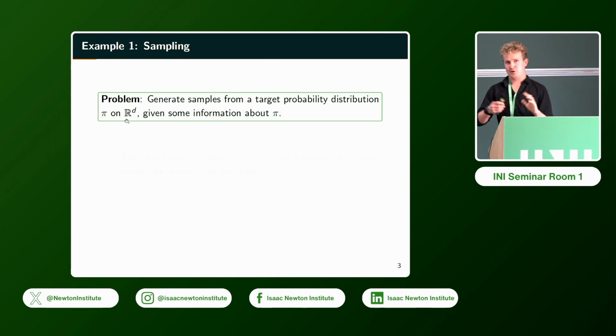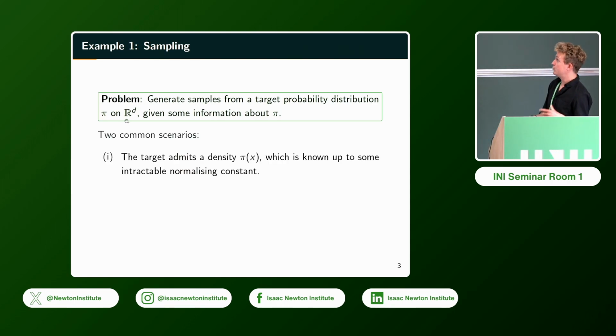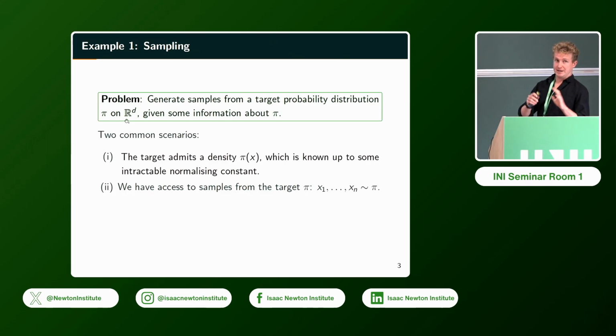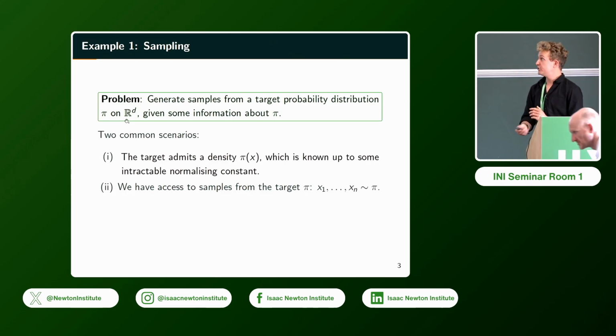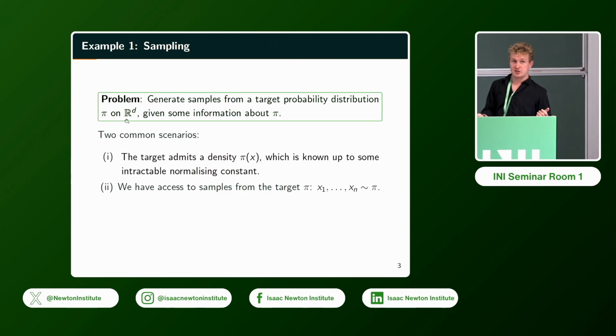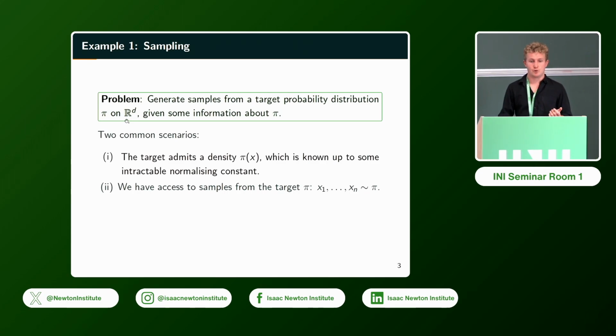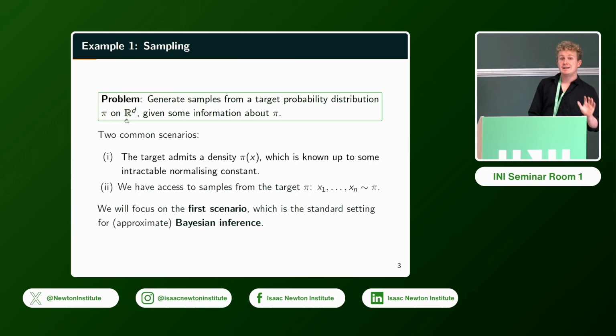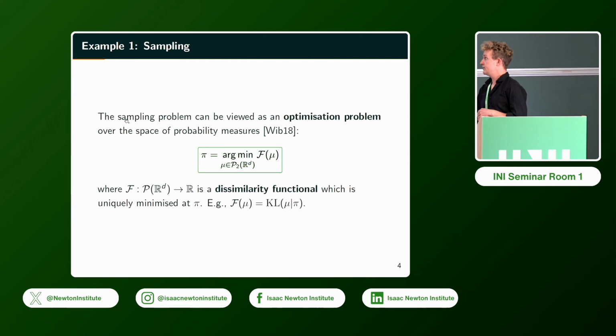The first one, and the one which is going to be central to this talk, is sampling. This is a classic problem: generate samples from some target probability distribution pi, given some information about that target. And we have two common scenarios. The first, which is the classical setting of approximate Bayesian computation, is that we know the density of the target, but we only know it up to some intractable normalizing constant. And the second, which is more the setting in, say, generative modeling, is that we have access to samples from the target, but we don't have an unnormalized density. I'm going to focus mainly on the first of these scenarios, which, as I said, is the standard setting for approximate Bayesian computation.